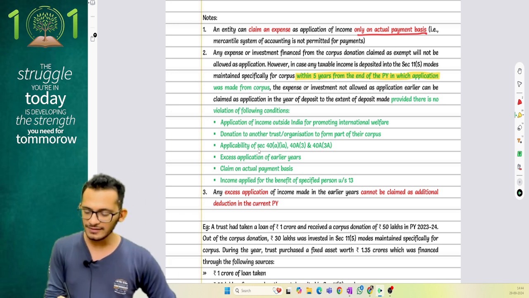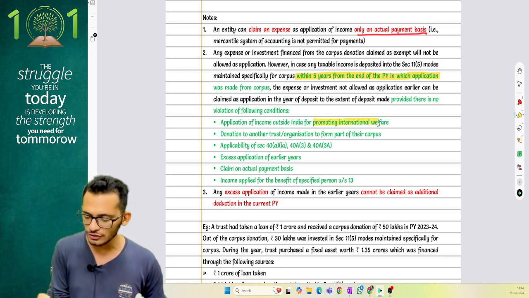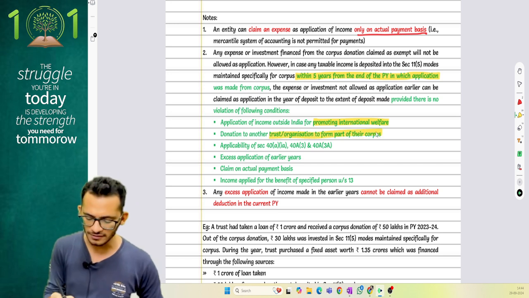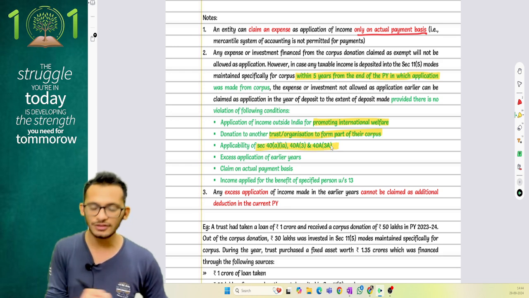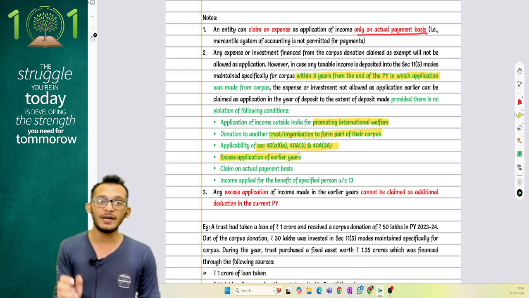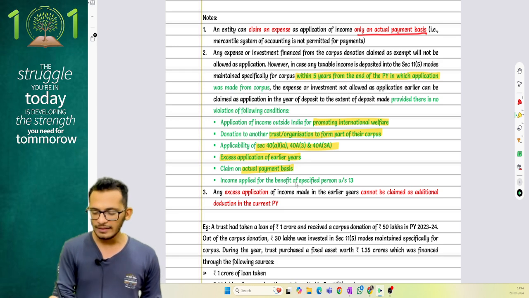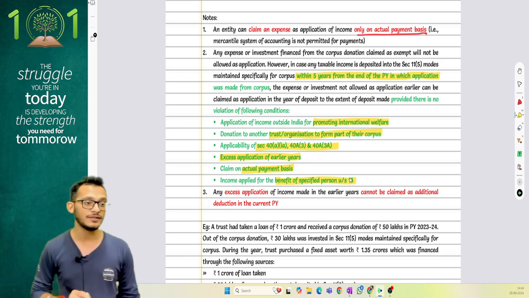And the expenses do not violate any of the following conditions. They do not use it for any promotion outside India. They do not give it as a donation to any other person forming part of their corpus. They satisfy all the conditions of payment of TDS and payment on a cash basis. Any kind of excess application of prior years is anyway denied for you, and any claim is done on an actual payment basis. They are not given to any person for the benefit of section 13.